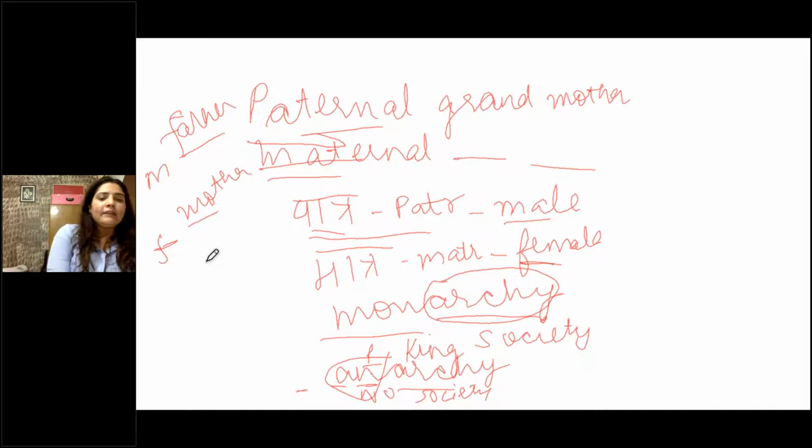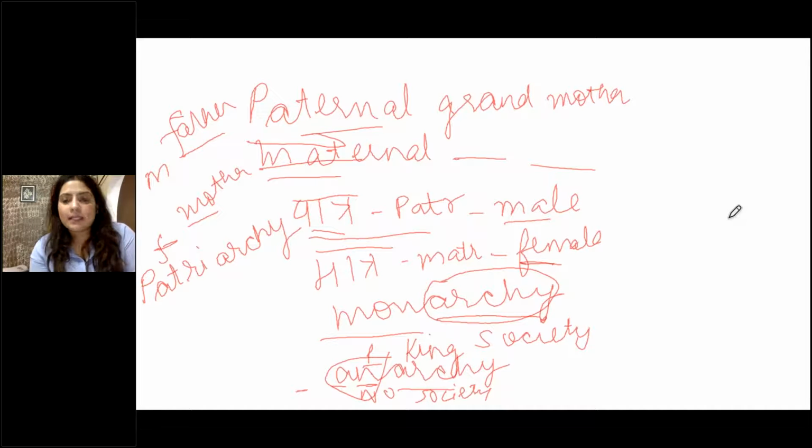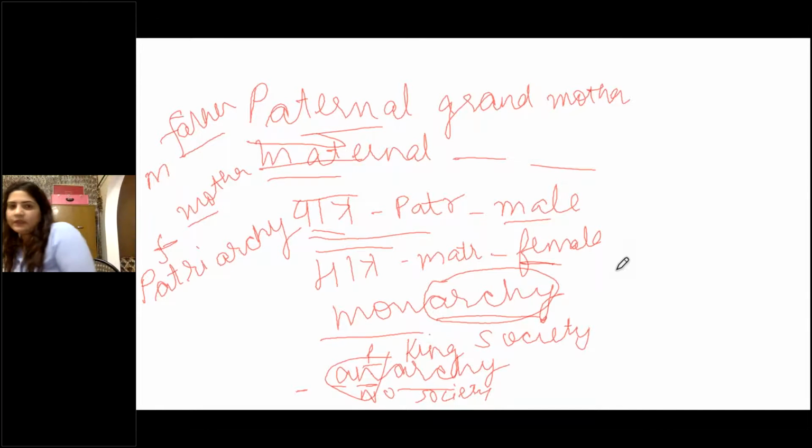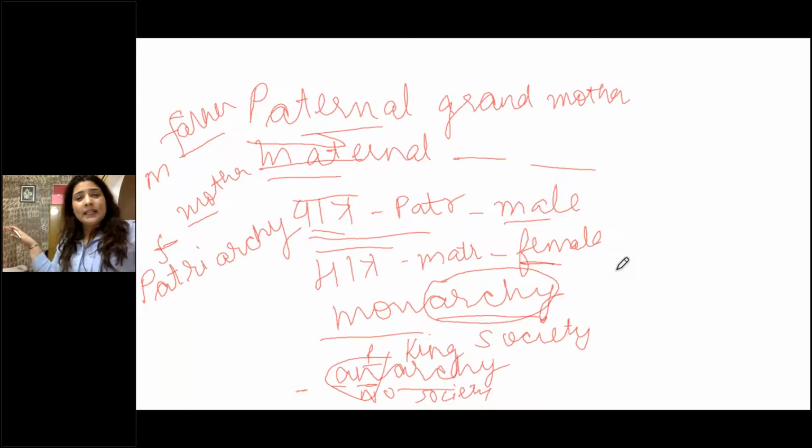So similarly, if I give you a word, tell me what is the meaning of this word. Write down your answers. Patriarchy. Please write down your answers for patriarchy. Kashish, when you say democracy, no, anarchy is not democracy. Anarchy means no proper society, no king, no ruler. So obviously people are not ruling themselves. There is lawlessness, there is no order.